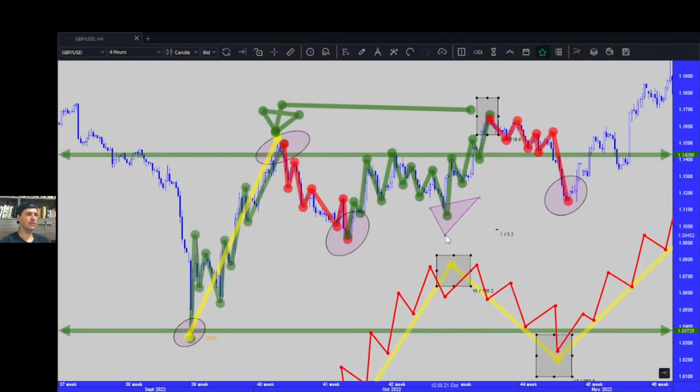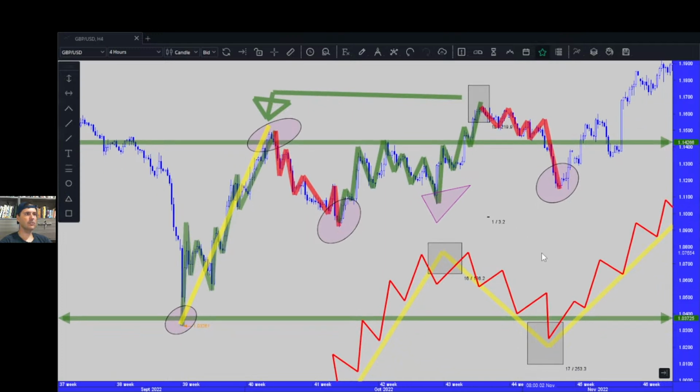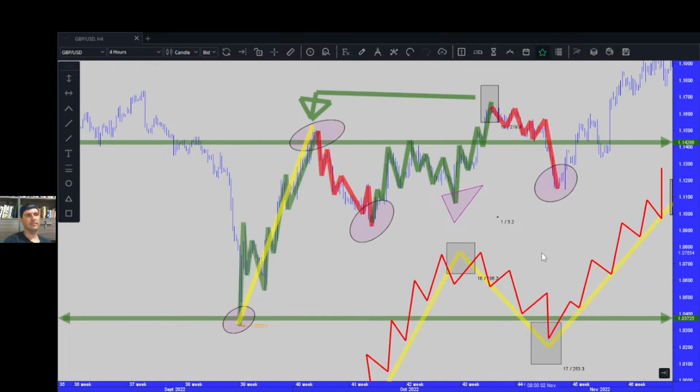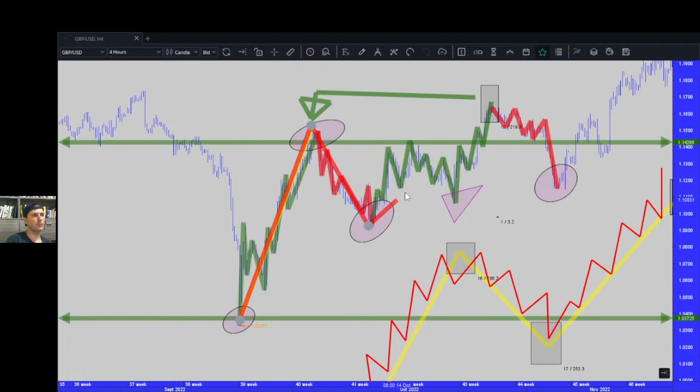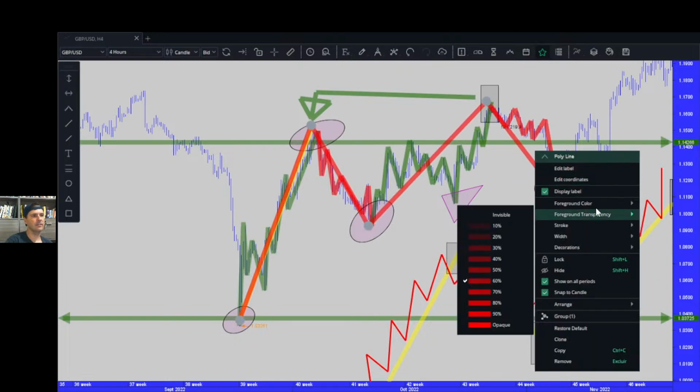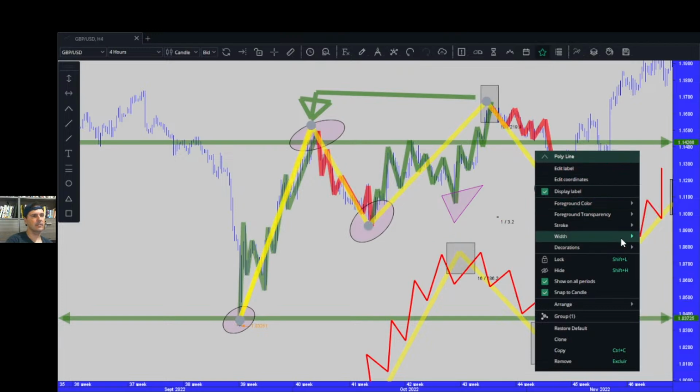See the triangle here? This low, it's not relevant. And this is now the market wave. Extension, retracement, extension, retracement. So far, right?